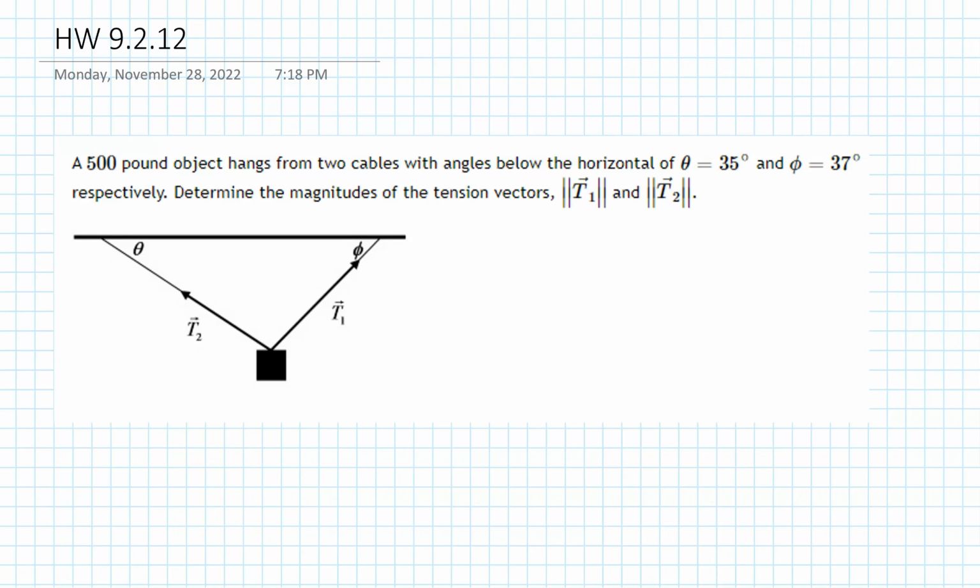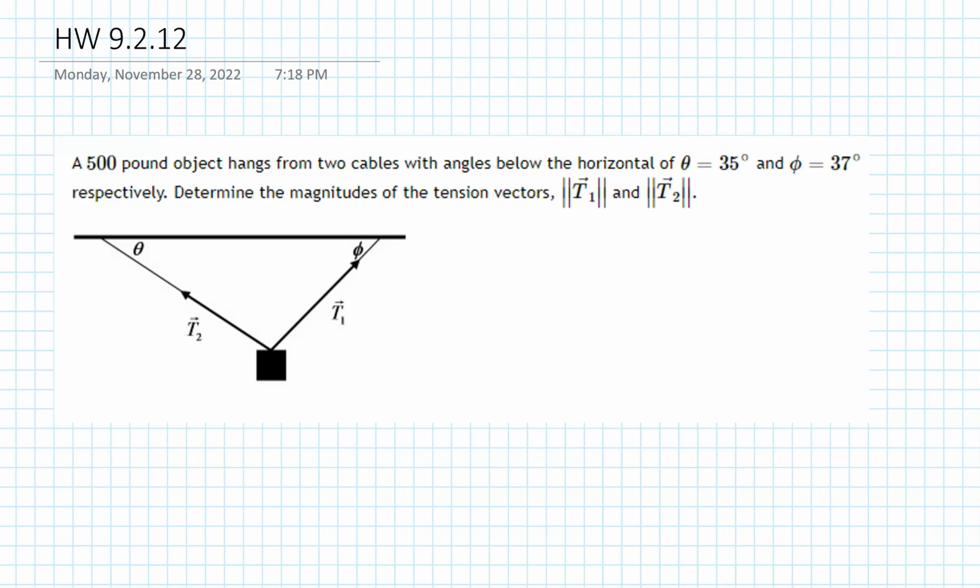This is question number 12 from homework section 9.2. A 500-pound object hangs from two cables with angles below the horizontal of theta equals 35 degrees and phi equals 37 degrees respectively. Determine the magnitudes of the tension vectors T1 and T2.